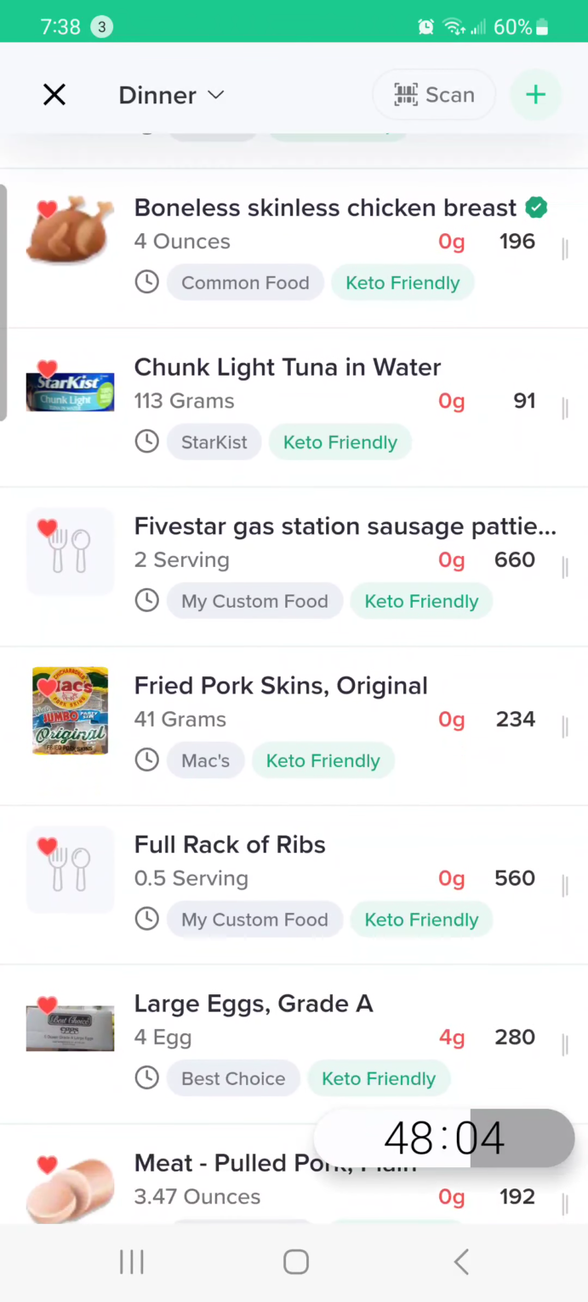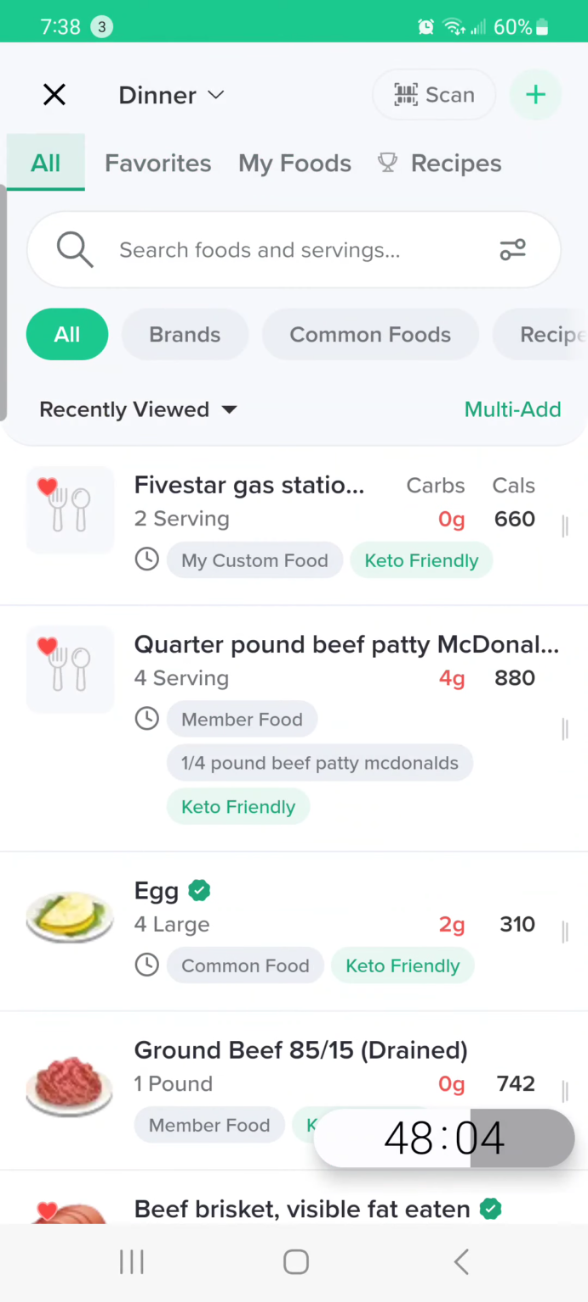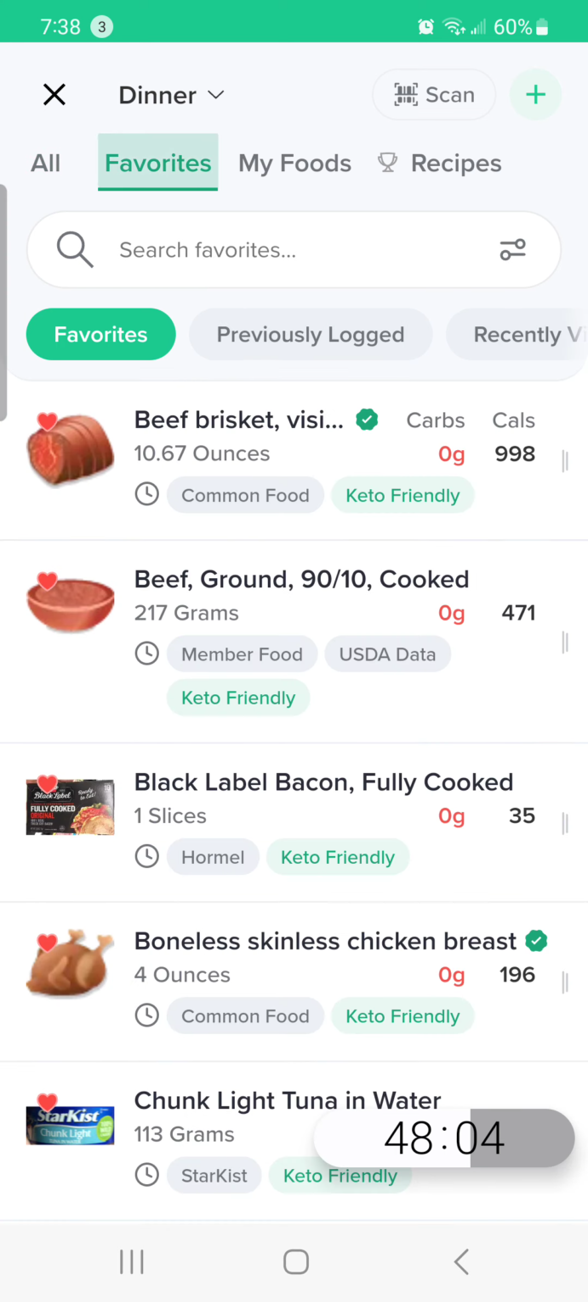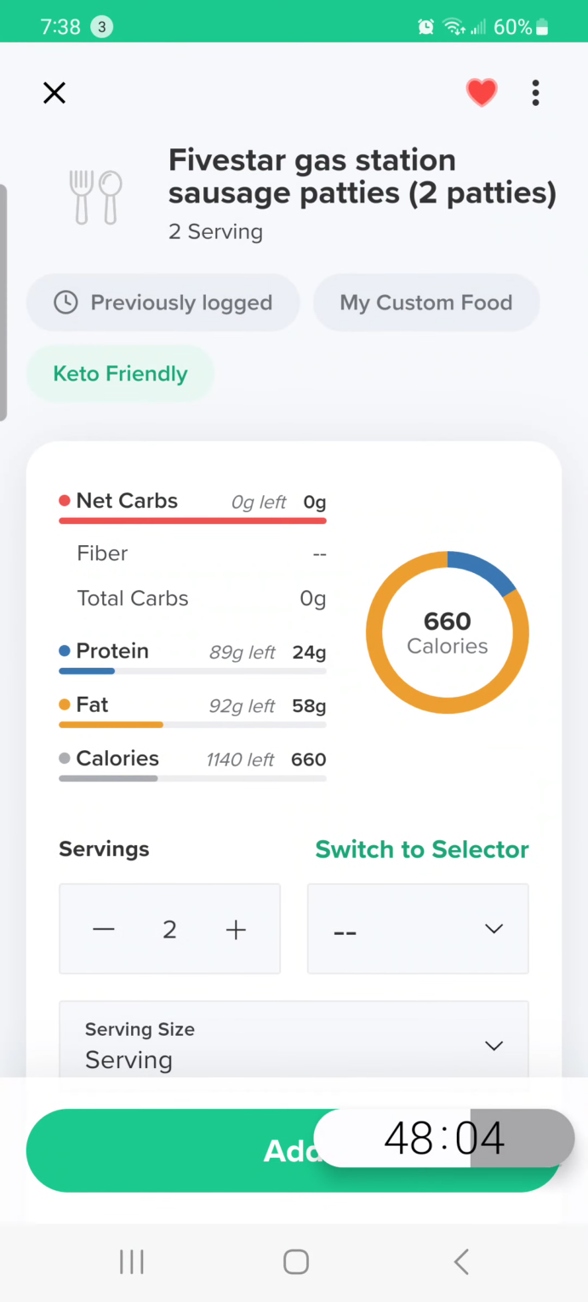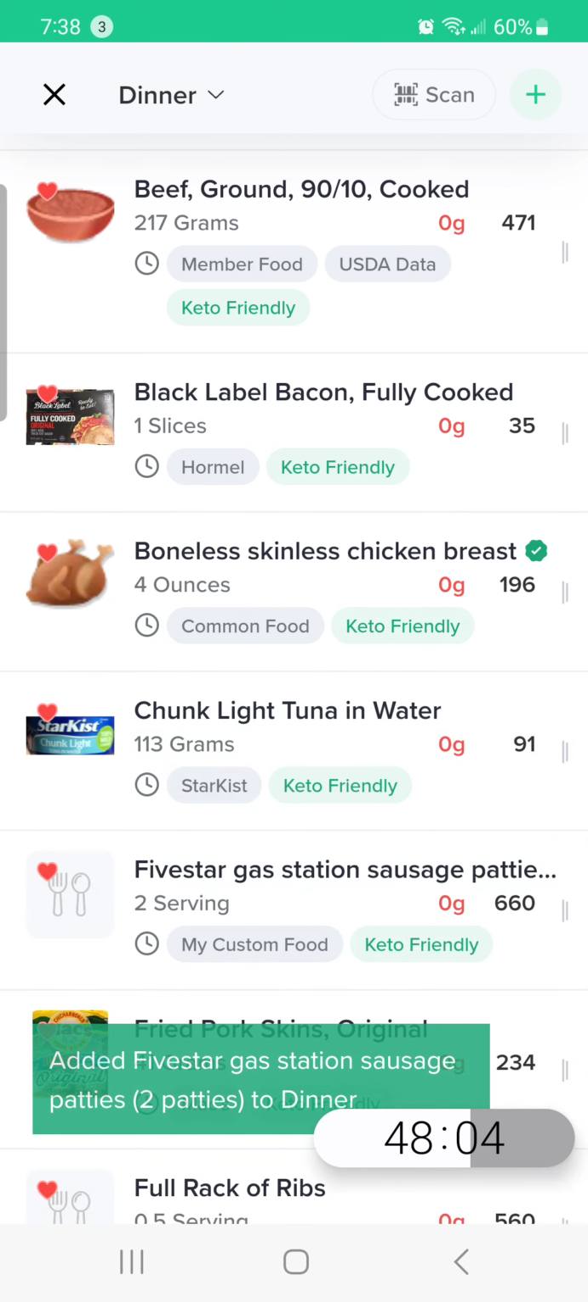So it's also probably in all because I'm sure it's in the database for this app. But anyways, I'm going to find it up here in my favorites. 5-Star Gas Station. I had 4 patties. That's why I have 2 patties is 330 calories. Kind of bottom left under servings, I'm hitting 2. The number 2, that means 4 patties. All right, I'm adding that.